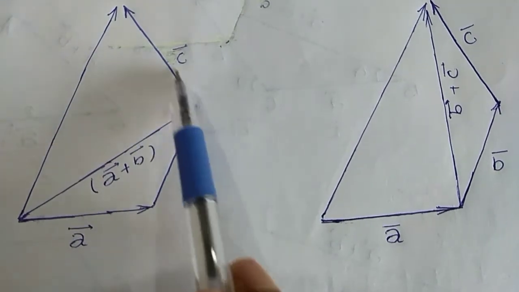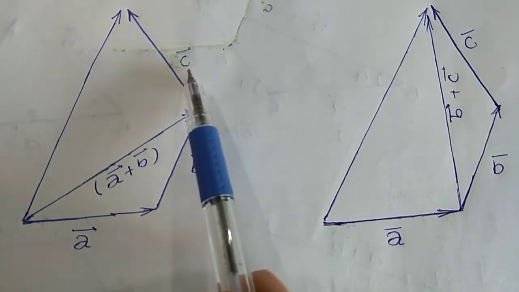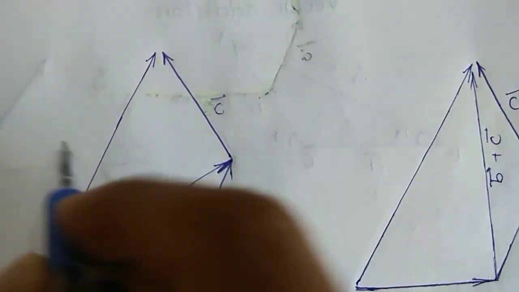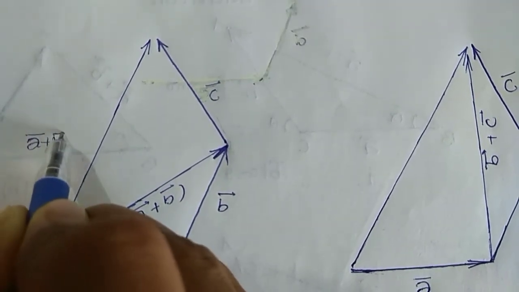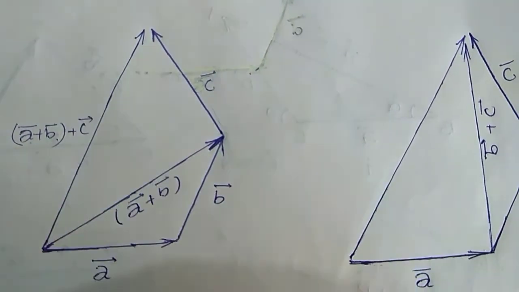So these are in order. So this will actually be A plus B plus C. So we write here, this is A plus B, first adding A plus B, then adding C.